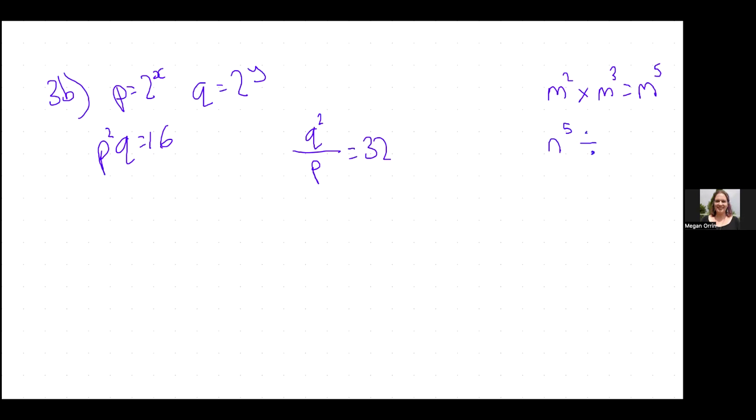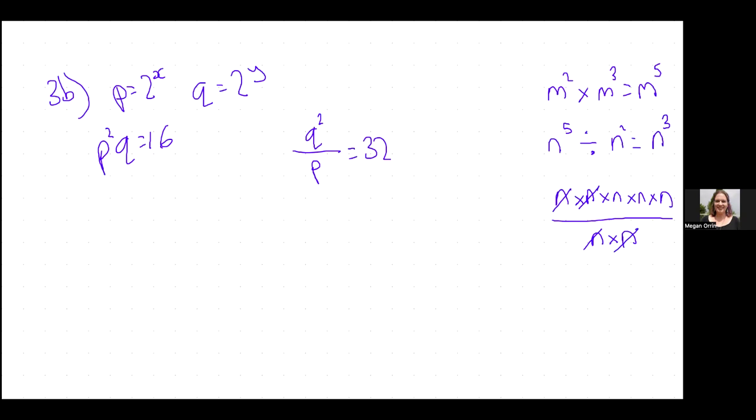Remember, we subtract them this time. So this is n to the power of 3. Because again, what this is really saying is you've got 5 n's and you're dividing by 2 n's. Now, anything divided by itself is 1, so these cancel out. So we're left with 3 n's, which is why this works.